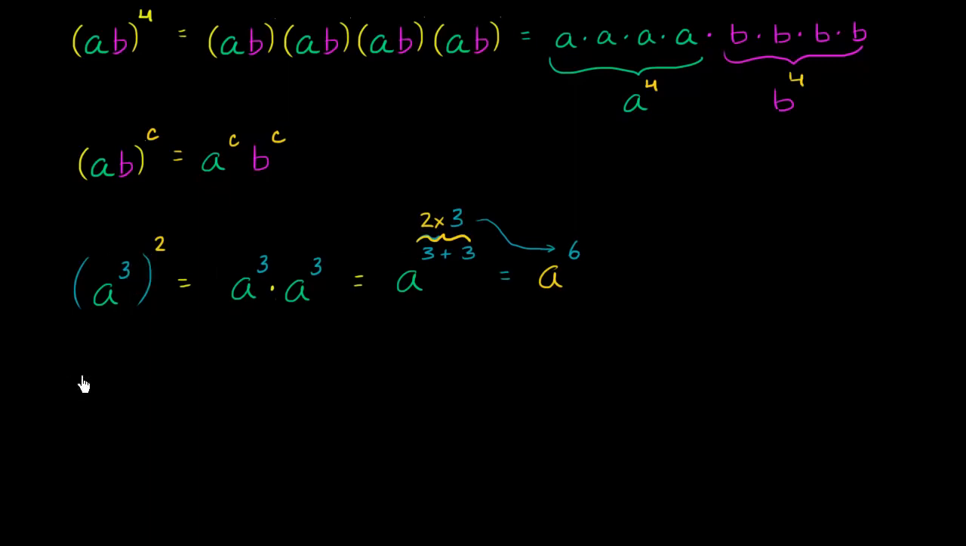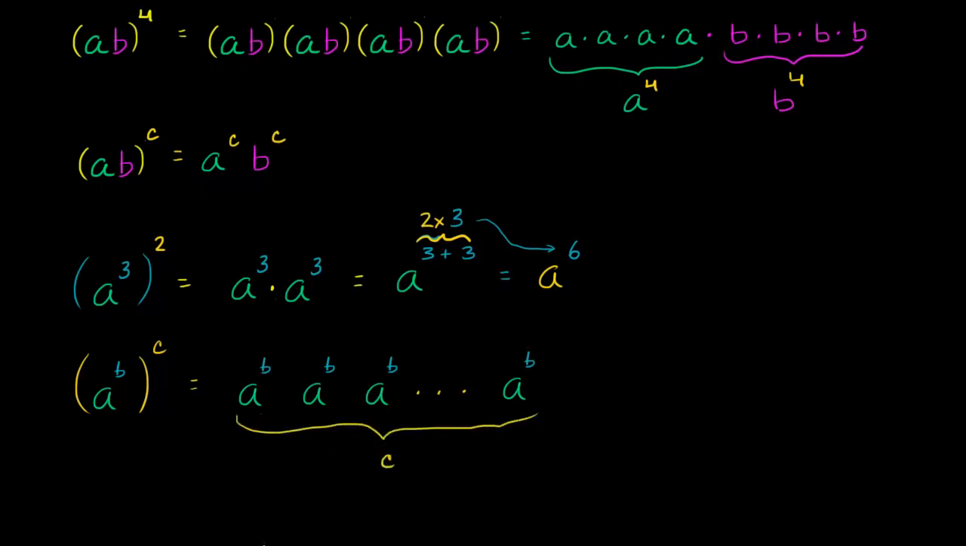I could say a to the b power, and then let me copy and paste that, and I'm going to raise that to the c power. Well, what is that going to give me? I'm essentially going to have to take c of these. So 1, 2, 3. I don't know how large a number c is, so I'll just do dot, dot, dot. I have c of these right over here.